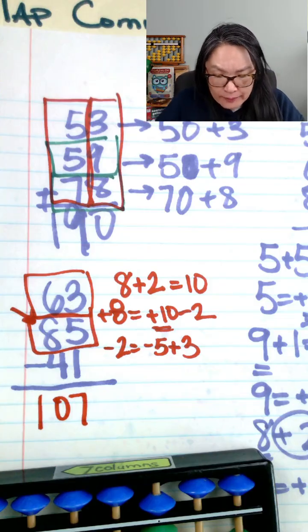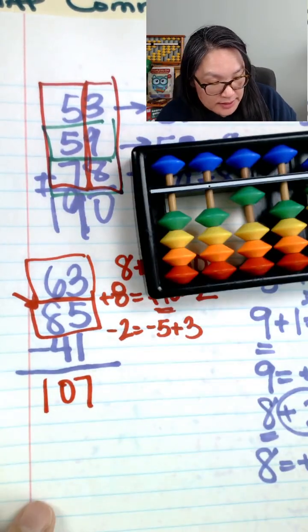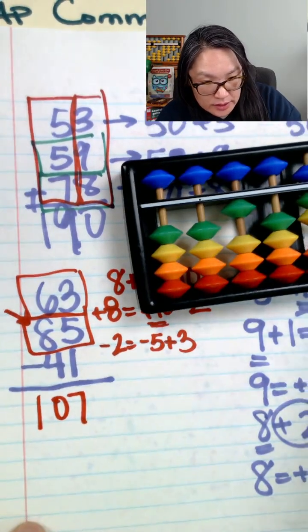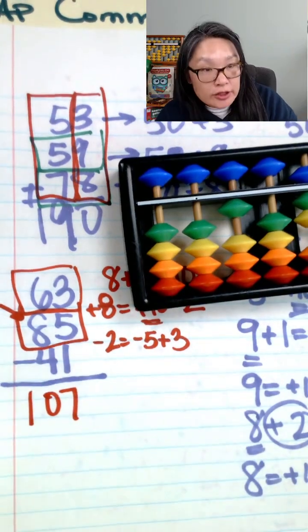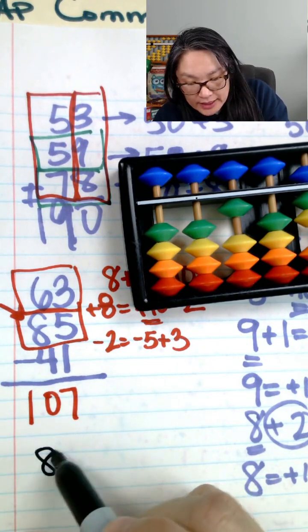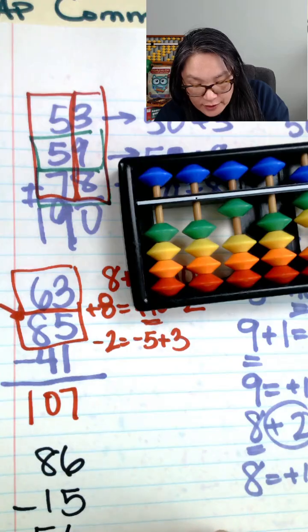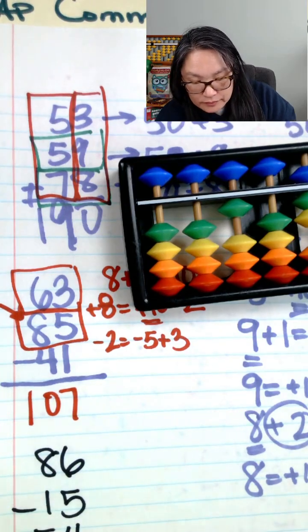But yeah, I mean, we can continue on. We can do another question. Let's see. Let's do a different color. Let's do this color. So we have 86 minus 15 plus 54.